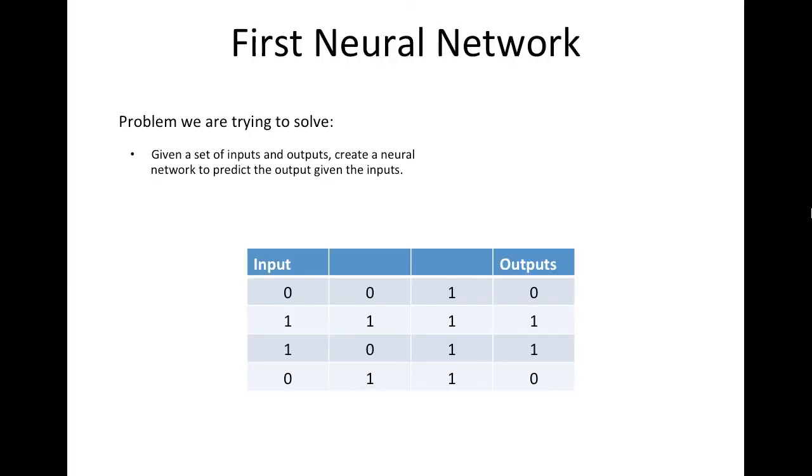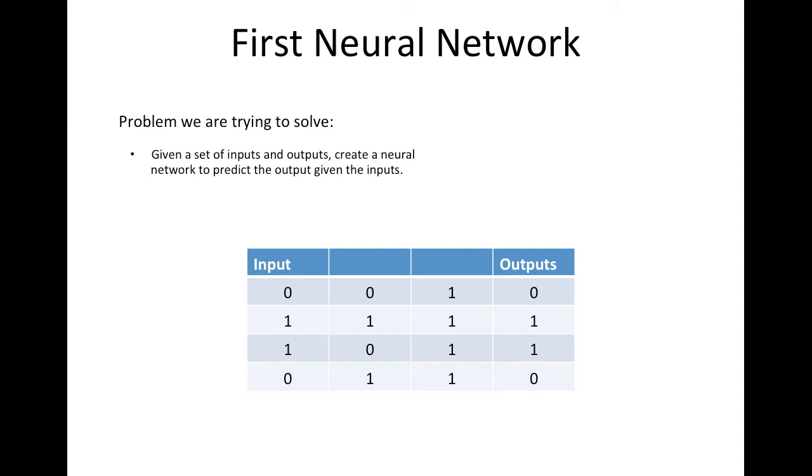Implementing what is more commonly known as a feed-forward neural network. We're going to now finally create our first neural network. The problem that we're trying to solve, given a set of inputs and outputs, is to create a neural network to predict the outputs given the inputs. I took this example from IM Trask. His tutorial is linked below.